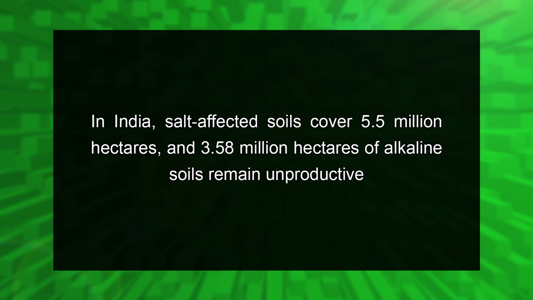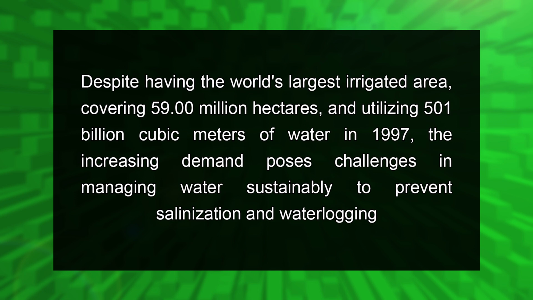Salinization, a natural process in arid regions, intensifies with excessive irrigation in crop cultivation. In India, salt-affected soils cover 5.5 million hectares, and 3.58 million hectares of alkaline soils remain unproductive. Despite having the world's largest irrigated area covering 59 million hectares and utilizing 501 billion cubic meters of water in 1997, the increasing demand poses challenges in managing water sustainably to prevent salinization and waterlogging.